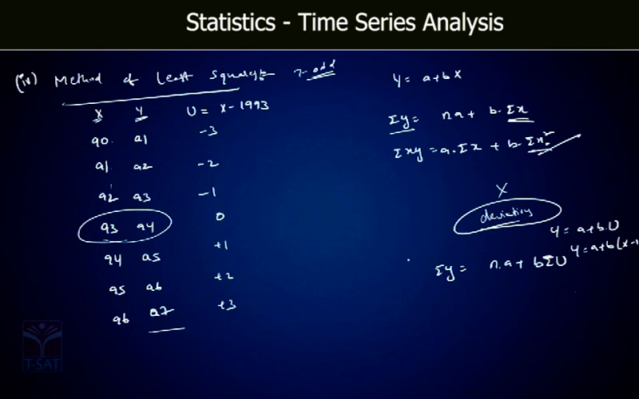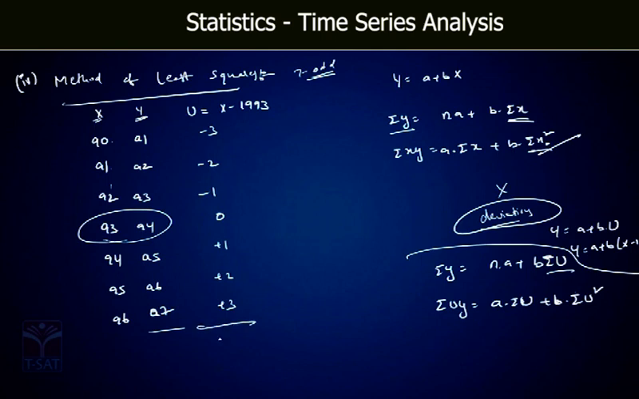Now my normal equations will be like this. Summation y is equal to n into a plus b into summation u, and summation u into y is equal to a into summation u plus b into summation u square. So in order to find summation u, it is very easy. In this case it is directly 0, and you can get summation u square also, and summation y, summation uy, all are easy to calculate. So we have converted all those years into simple numbers.